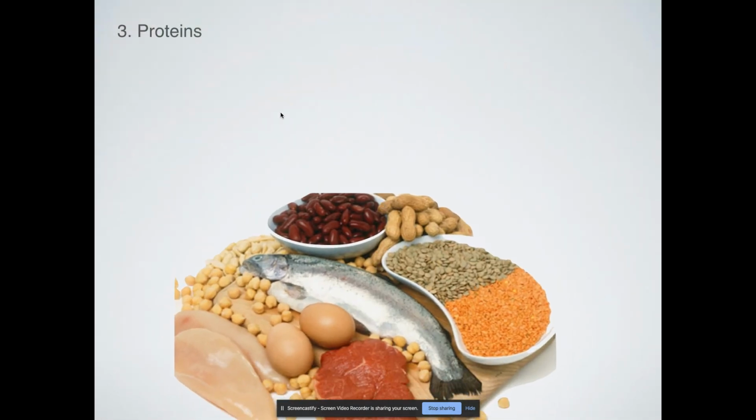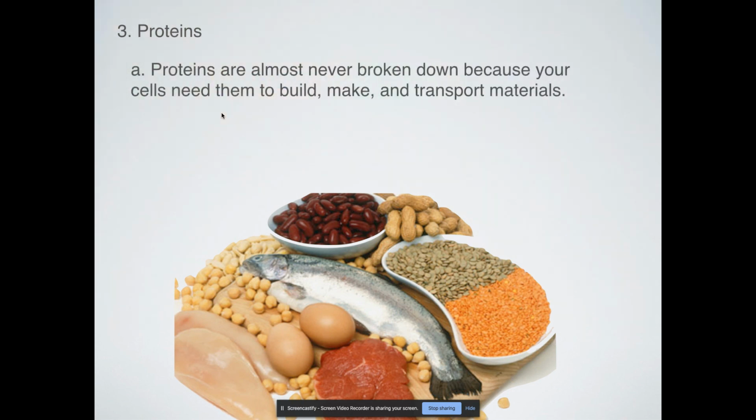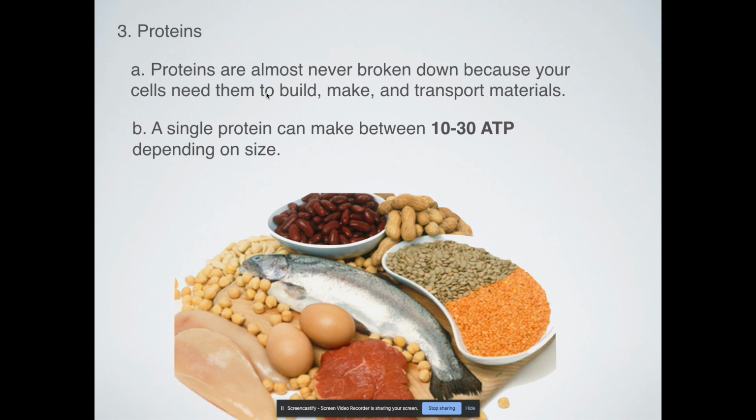And then what about our lovely proteins, right? We got proteins, you got nuts, fish, beans. Proteins are almost never broken down because your cells need them. Proteins are necessary building blocks. They make things, they transport things, they build stuff. Single proteins normally make between 10 to 30 ATPs, depending on the size of the protein.